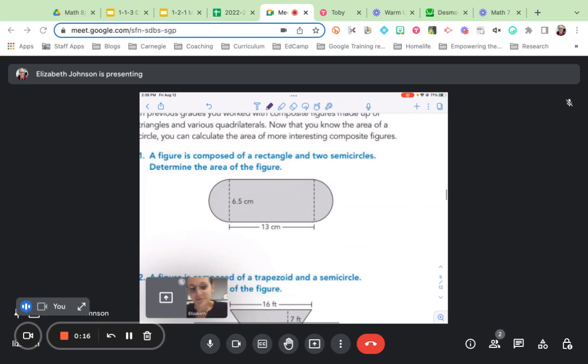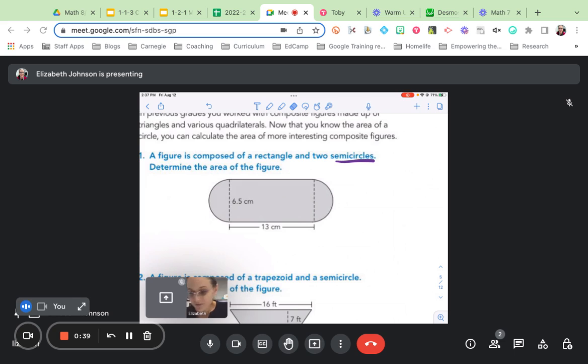This is a rectangle with 2 semicircles. Can you see how we've cut a circle in half here and stuck it onto the end of a rectangle? And we did the same thing over here. That's what semicircle means, half a circle. So we have 2 circle halves that have been stuck on to the end of a rectangle. So how could I find the area of this figure?